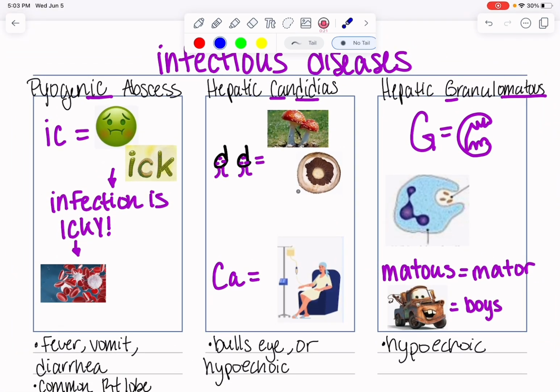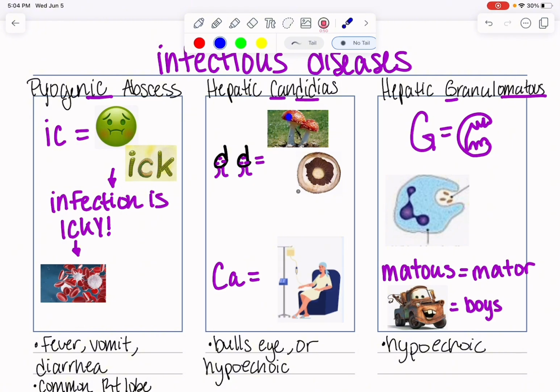The D's in candidiasis look like mushrooms to me. All you need is the stem. So I know that this is a fungal infection that invades the bloodstream. The CA in candidiasis, CA is an abbreviation for cancer, and those who have cancer usually are doing chemotherapy, so they are immunocompromised. So I know that this disease is more prone for people who are immunocompromised.